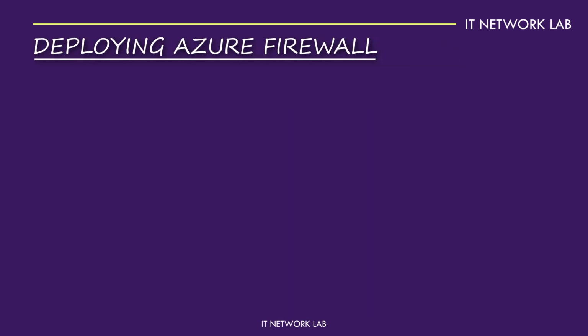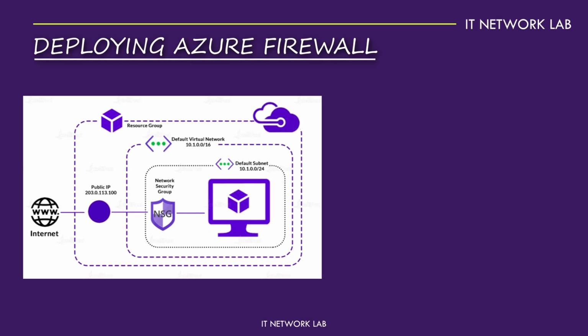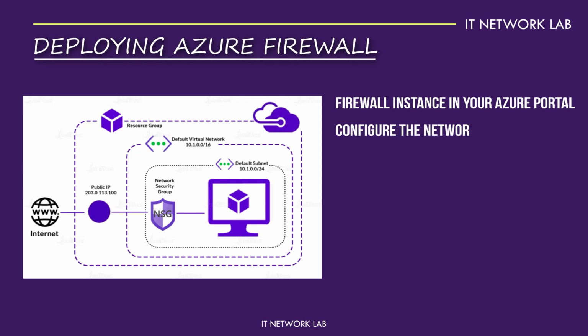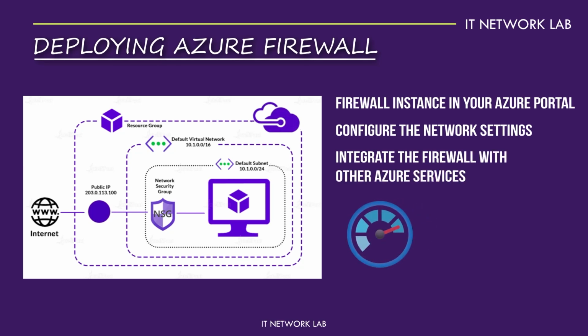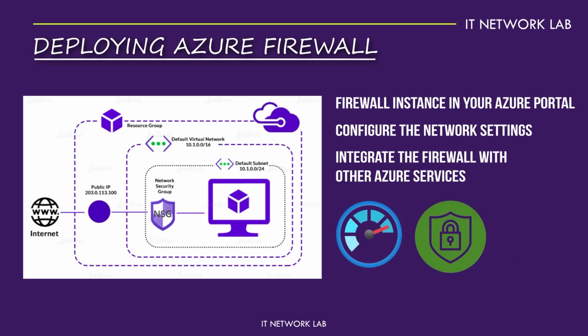Deploying Azure Firewall for network security. Deploying Azure Firewall is simple. Start by setting up the firewall instance in your Azure portal. Configure the network settings to define which traffic should be allowed or blocked. Integrate the firewall with other Azure services like Azure Monitor and Azure Security Center for enhanced security and monitoring.